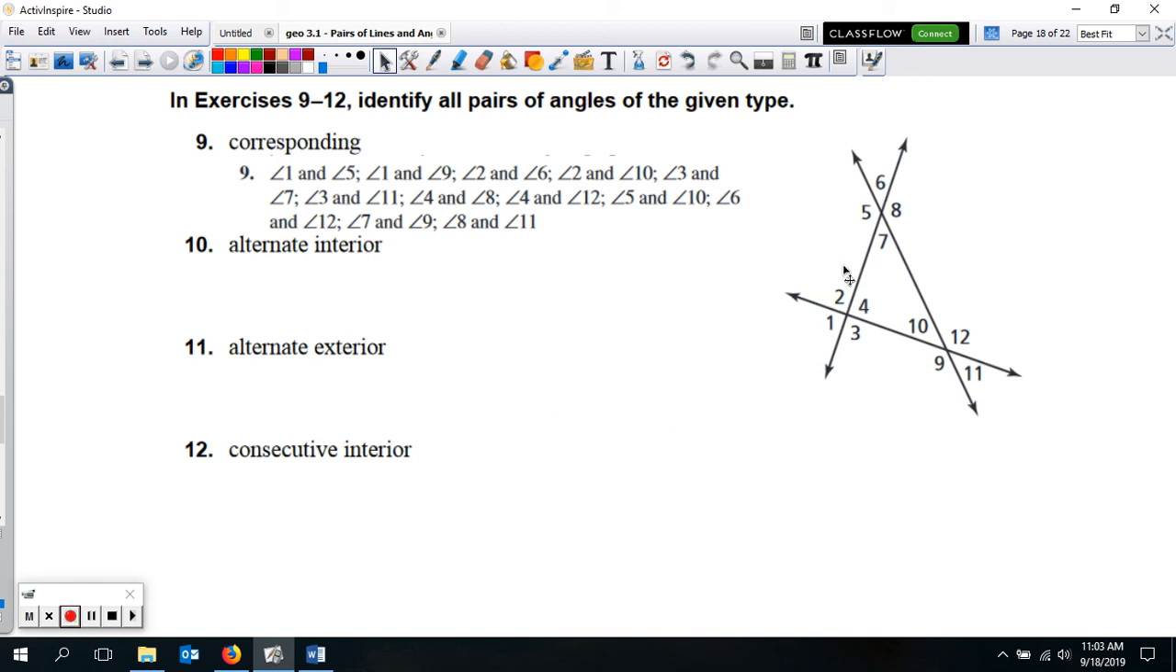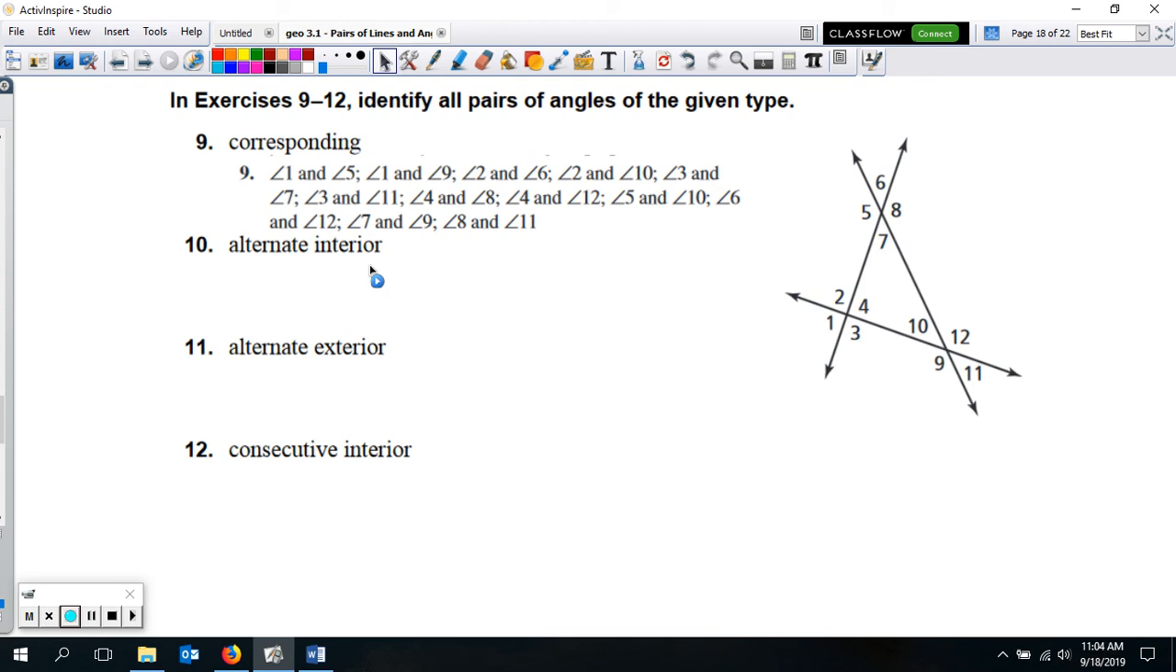So like between these 2 intersections, you're looking at 2, 4, 5, 7. In between these 2 intersections, you're looking at 3, 4, 9, 10. Between these 2 intersections, you're looking at the 10, 12, and the 8, 7 numbers. So use those and come up with all the different pairs of the alternate interior. So go ahead and pause the video and do that one.